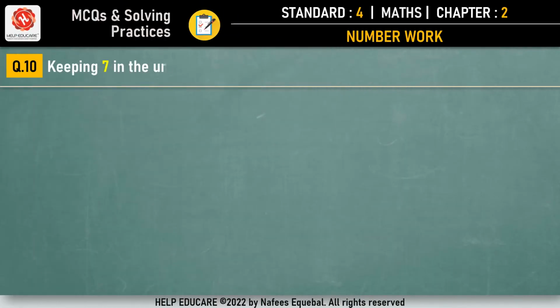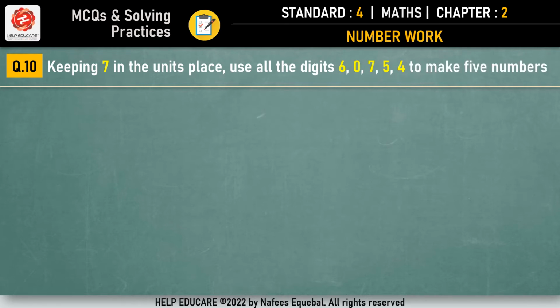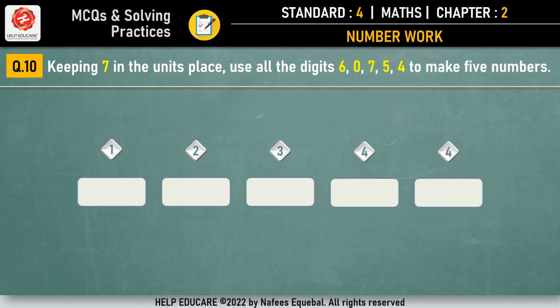Question number 10. Keeping 7 in the units place, use all the digits 6, 0, 7, 5, 4 to make 5 numbers. Answer will be displayed in 10 seconds.